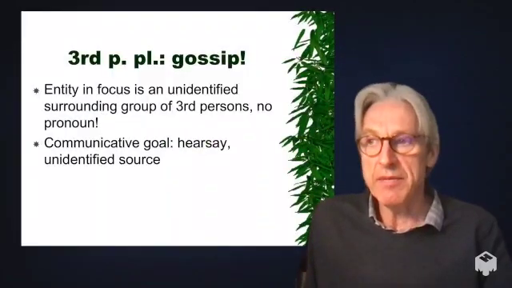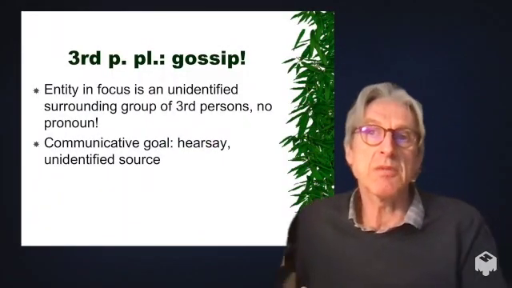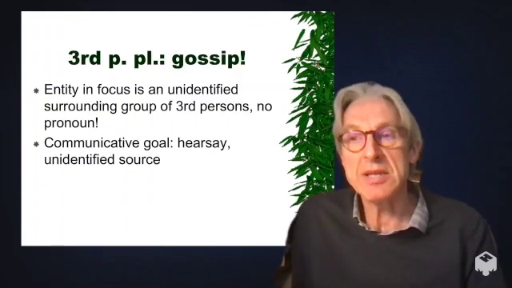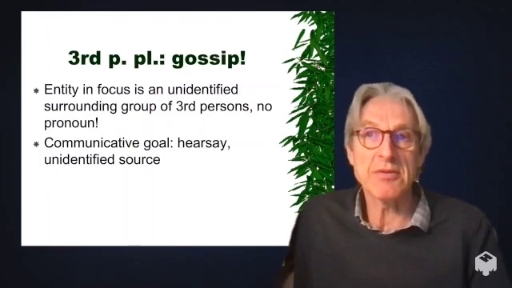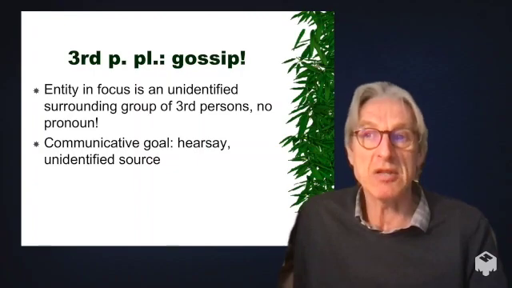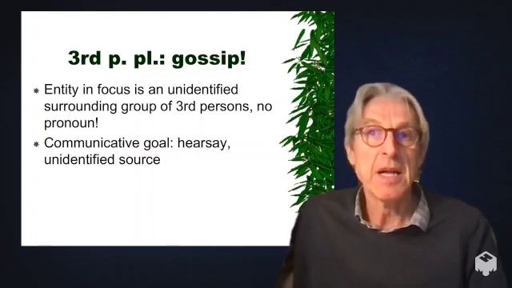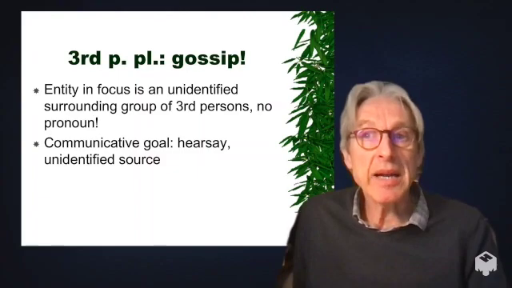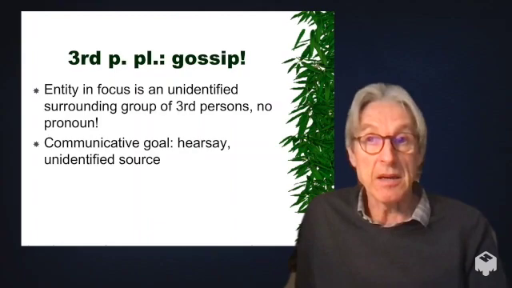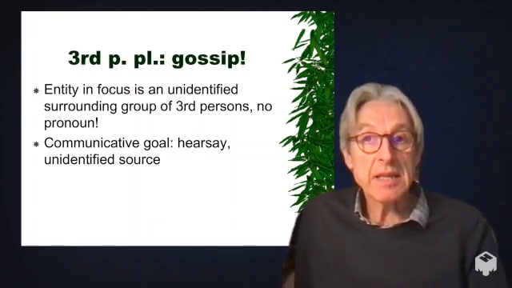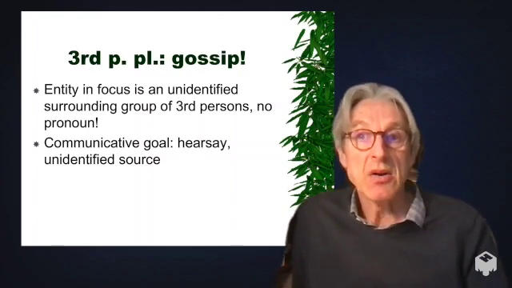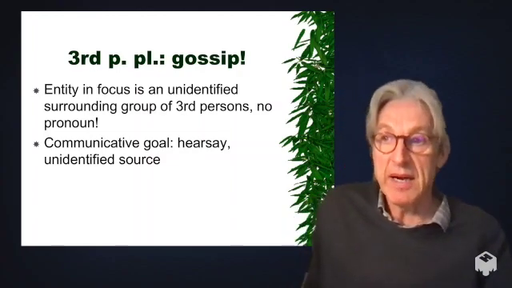The last one, before coming to some short conclusions I want to discuss with you, is the third person plural verb ending. And I always call this the gossip kind of impersonal construction, because it is generally used to spread gossip overheard by other people. So the entity in focus is an unidentified surrounding group of third persons, and these third persons never exhibit pronouns. And the communicative goal is hearsay or an unidentified source.